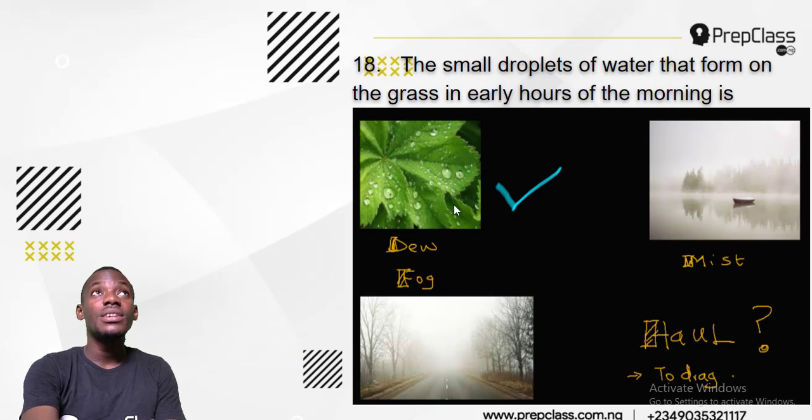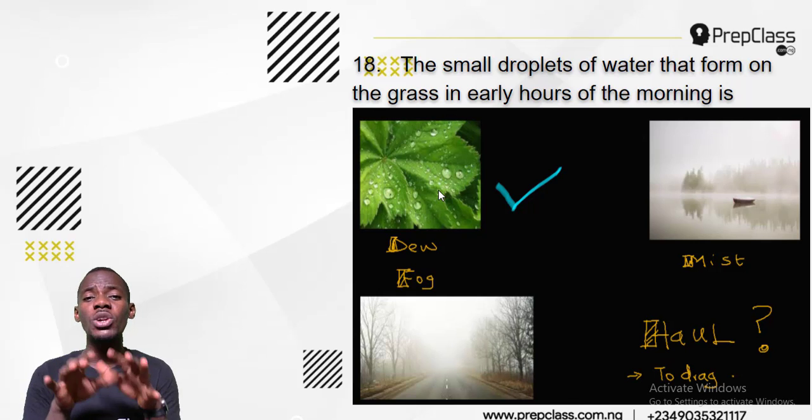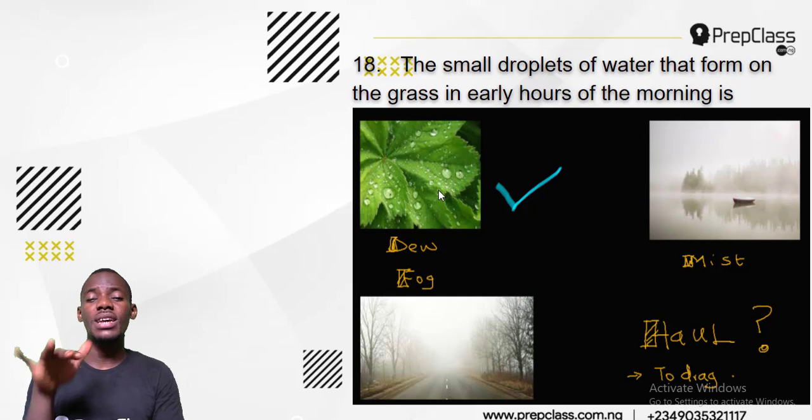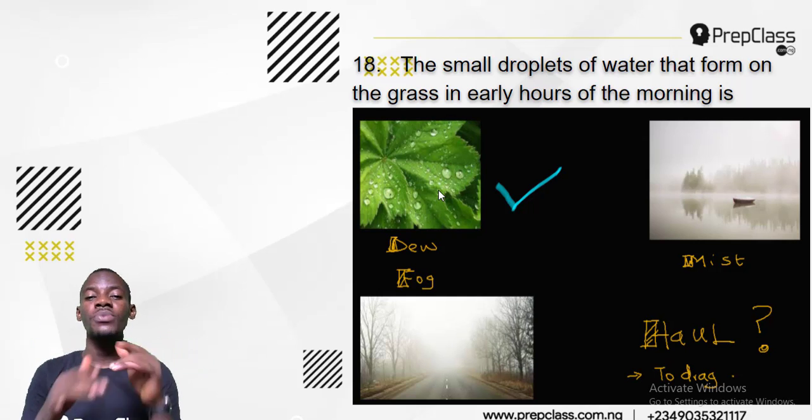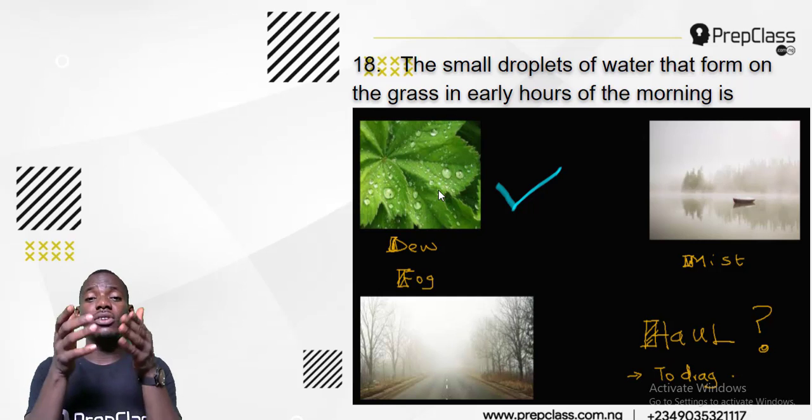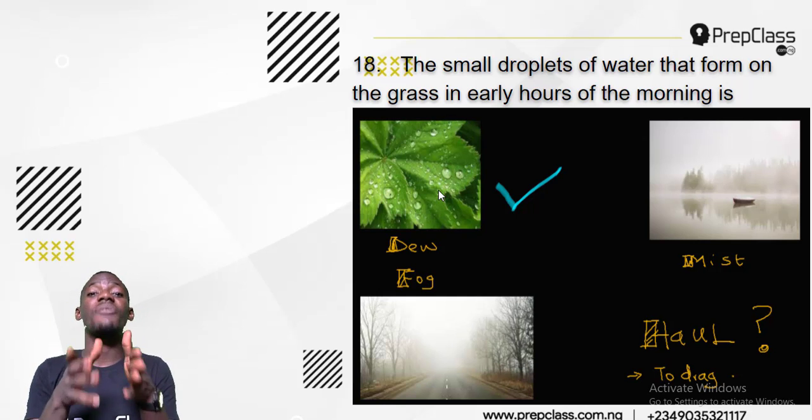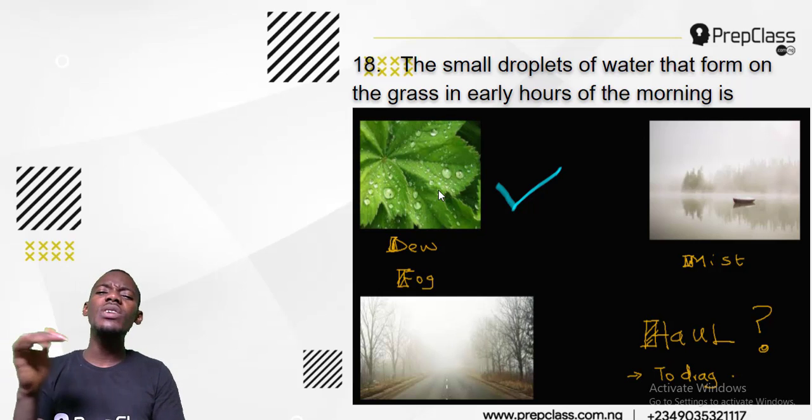Now, actually, let's check the answer. Dew is the answer. That which forms on the glass in the morning is dew. Dew is formed from water, right? It's from the cooling of air. When you cool air, what do you get? You get water. So when the breeze is flowing in the night, when you are sleeping, as the breeze flows around in the atmosphere, it cools. When it cools, it precipitates, and that means it will become water and form what? And form dew.